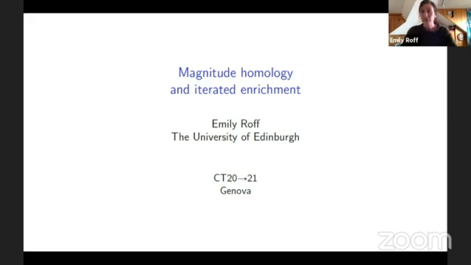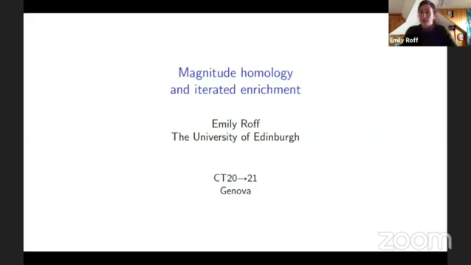So my name is Emily. I'm a PhD student at the University of Edinburgh, where I'm working with Tom Leinster. And broadly speaking, my research has to do with numerical and algebraic invariants of enriched categories, which generalize or categorify cardinality of sets.